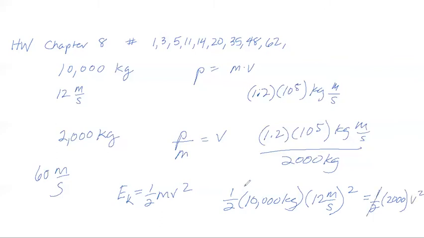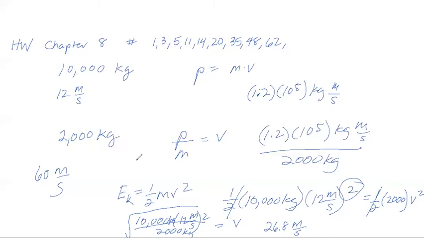So these halves go. And now I can take 10,000 times 12 meters per second quantity squared divided by 2,000 kilograms, and under the radical is going to give me V. And V is going to equal 26.8 meters per second. A lot less, but that's because of this squared term. All right, that was number 1, chapter 8.